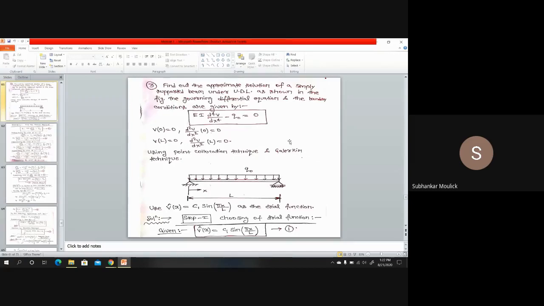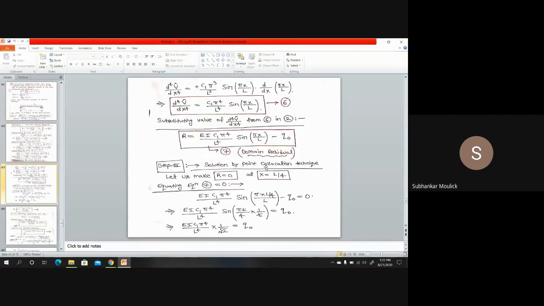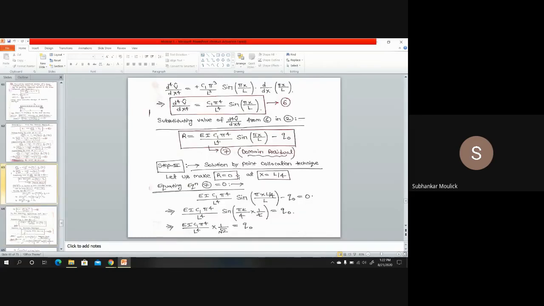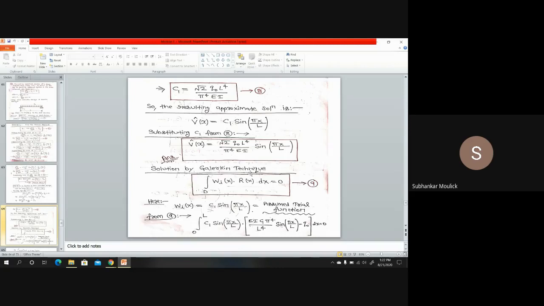The second technique which we will be using is the Galerkin technique. In the Galerkin technique, we know that we have to multiply the weighted function, which is wi of x, with the domain residual, which is my equation number 7, and then integrate the entire product over the complete domain of the problem, and then this entire integral is equated to 0.